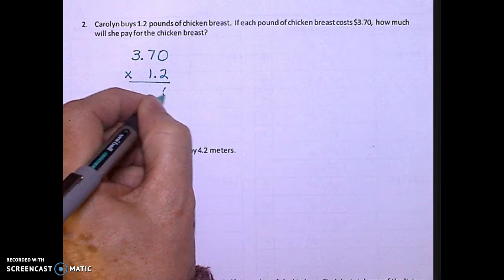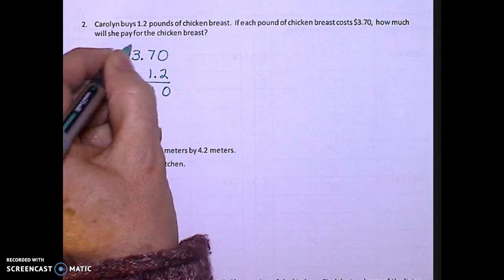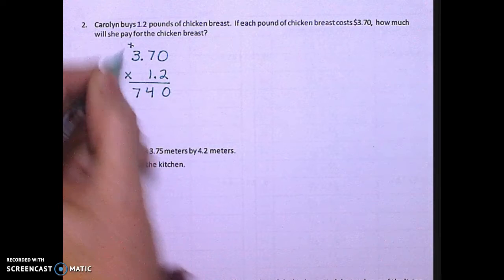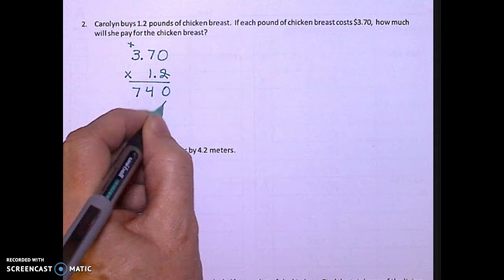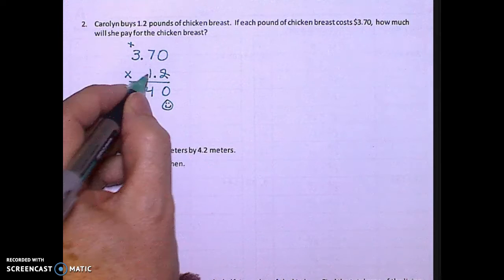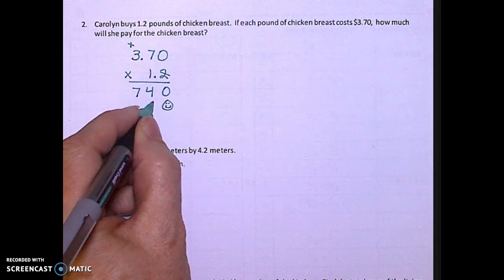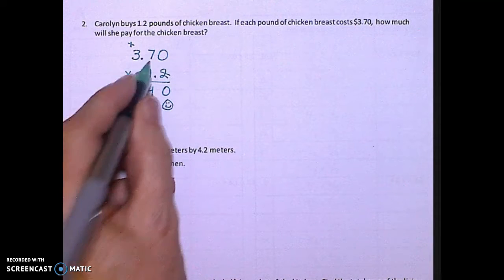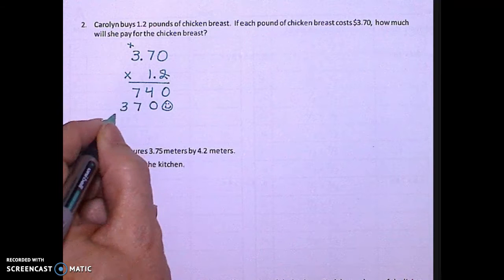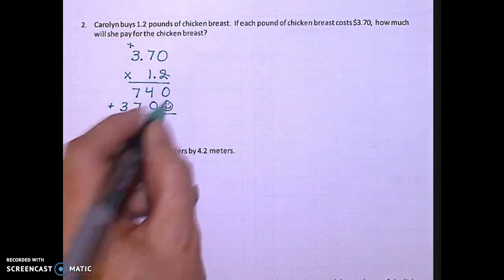So I have a 0, 14, 6 plus 1 is 7. Cross out my carry, my 2, placeholder 0. Next column, so 1 times 0 is 0. 1 times 7 is 7. 1 times 3 is 3. Now add it up.